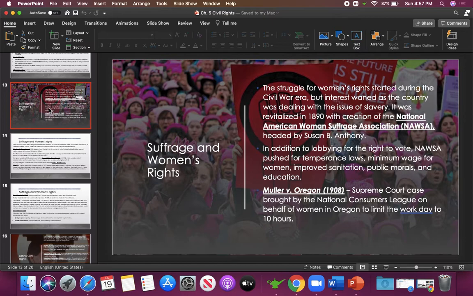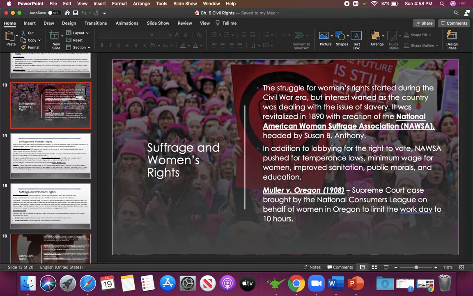But once the war is over, closer to the turn of the 20th century, 1890, we see the creation of the National American Woman Suffrage Association, which is headed by Susan B. Anthony. Most people are familiar with Susan B. Anthony. She's been on coins and all that kind of stuff, and is kind of recognized as the mother of women's suffrage. But in addition to the right to vote, the NAWSA pushes for things like temperance laws, minimum wage for women, improved sanitation conditions, public morality, and education.